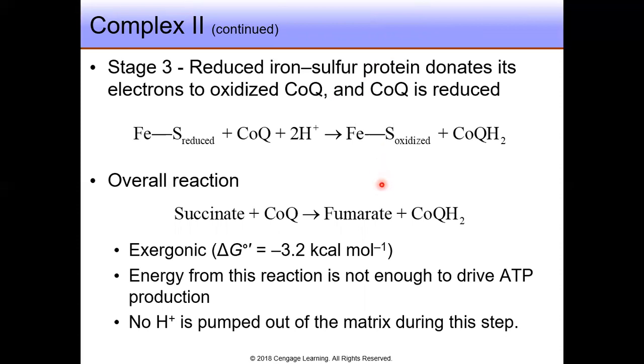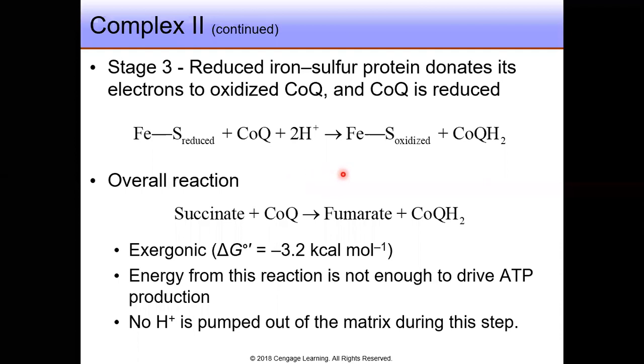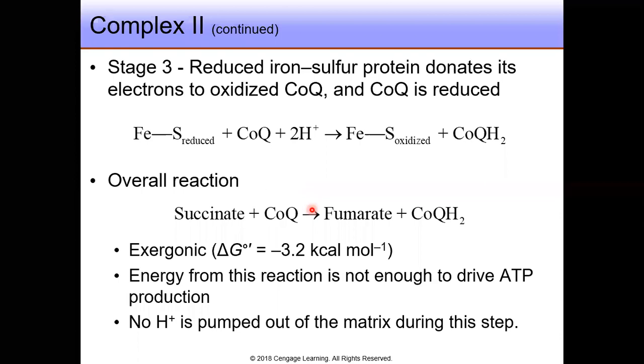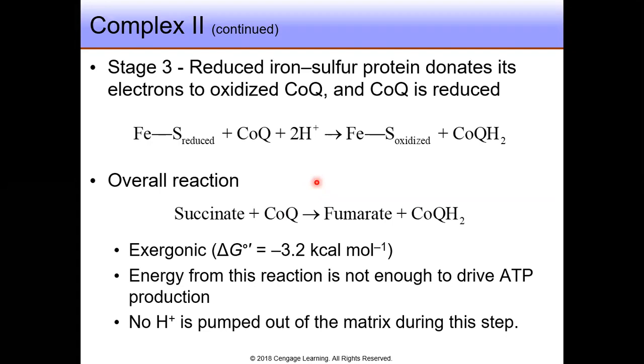Recall that the succinate dehydrogenase portion consists of a flavoprotein and an iron-sulfur protein. The other components of complex 2 are a B-type cytochrome and 2 iron-sulfur proteins. The whole complex, again, is an integral part of the inner mitochondrial membrane.